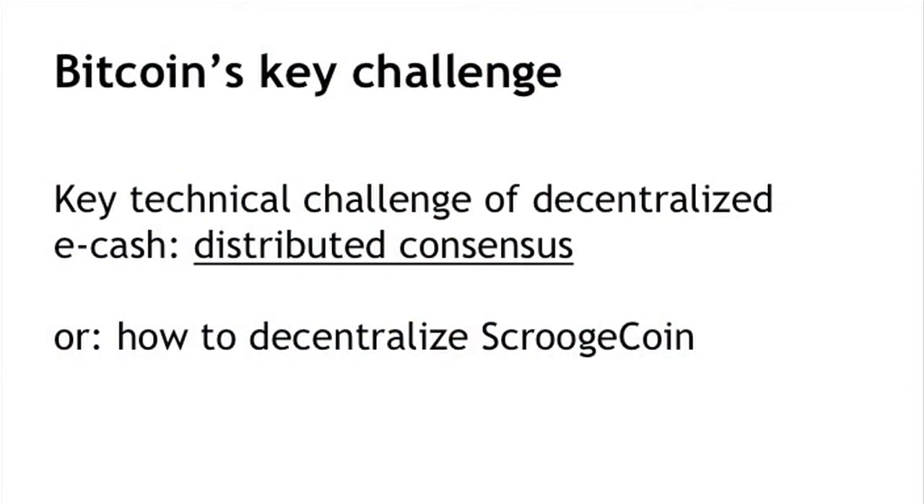At a technical level, the key challenge that you have to solve to build a distributed eCash system is called distributed consensus. And this is a class of protocols that's been studied for decades in the computer science literature. But intuitively, you can think of it as our goal being to decentralize Scrooge coin, which is the hypothetical currency that we saw in the first lecture.